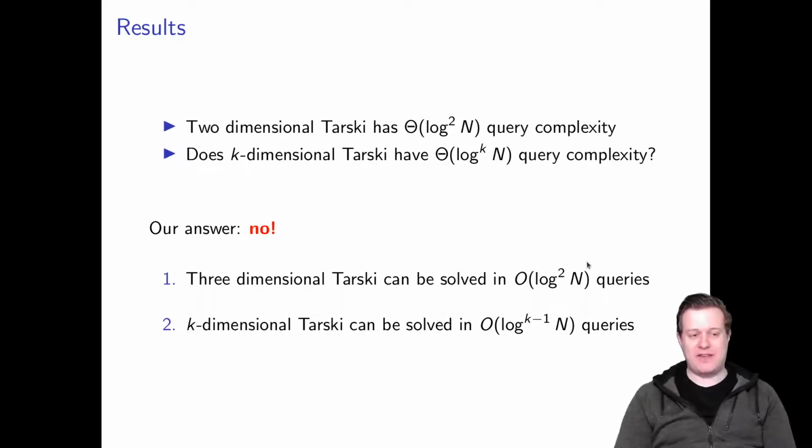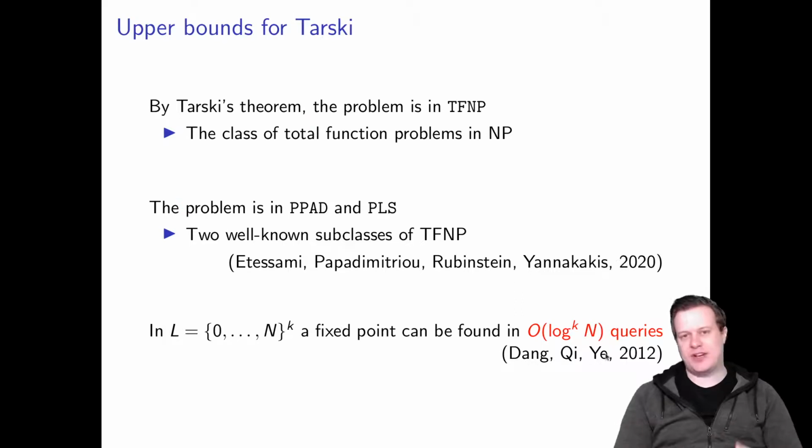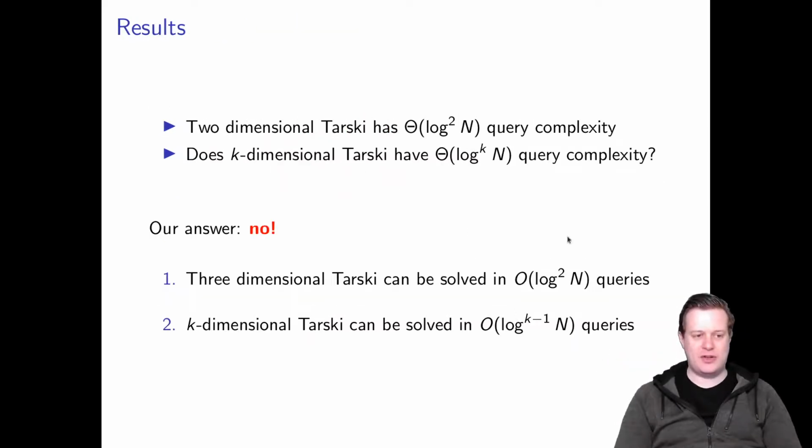Given that you have a new algorithm for 3 dimensions, you can then use that algorithm to solve all higher dimension problems faster, because the Dang-Qi-Ye algorithm is recursive. You just plug our new faster algorithm for 3 dimensions into their recursion, and you very quickly get a log to the k-1 n query algorithm for the Tarski problem in k dimensions. So certainly we now know that the k-dimensional Tarski problem does not have log to the k n query complexity, and that is really the main outcome of our paper.